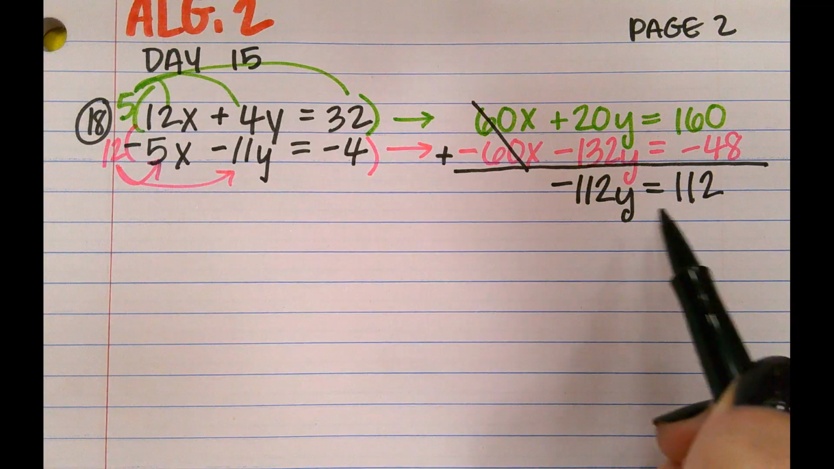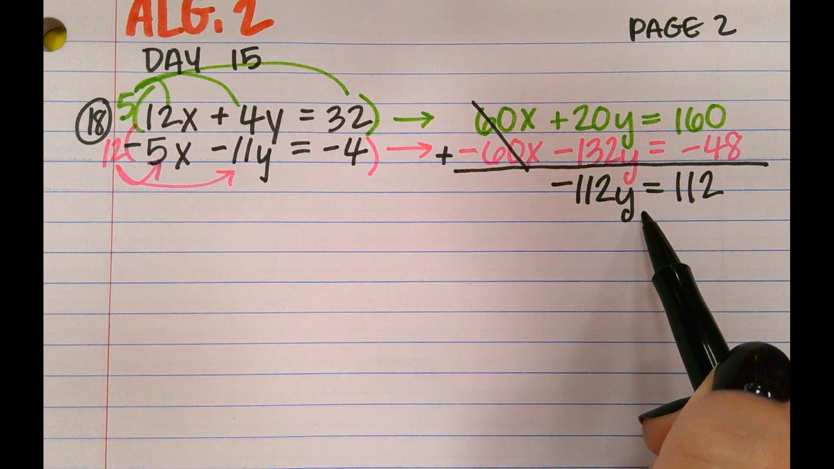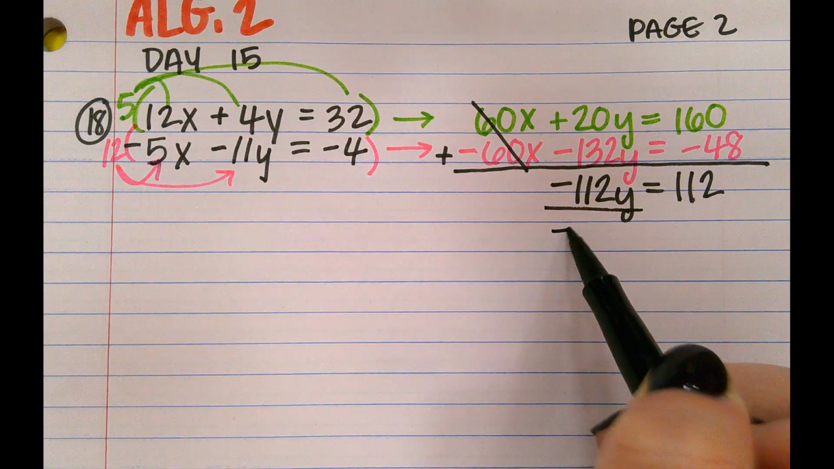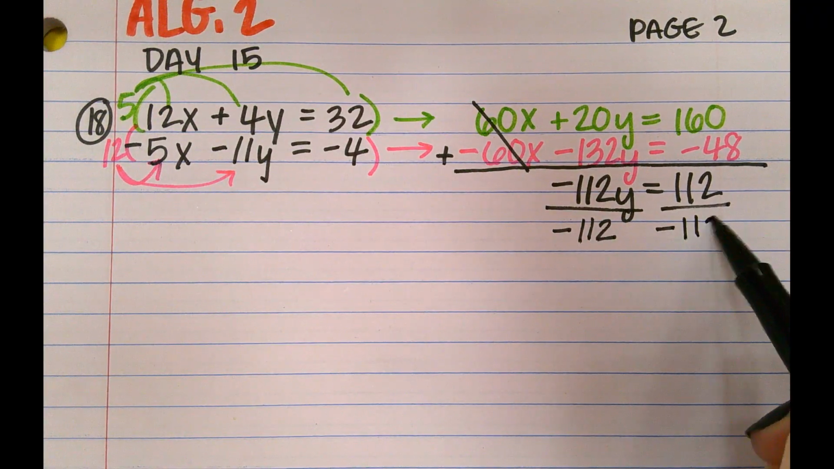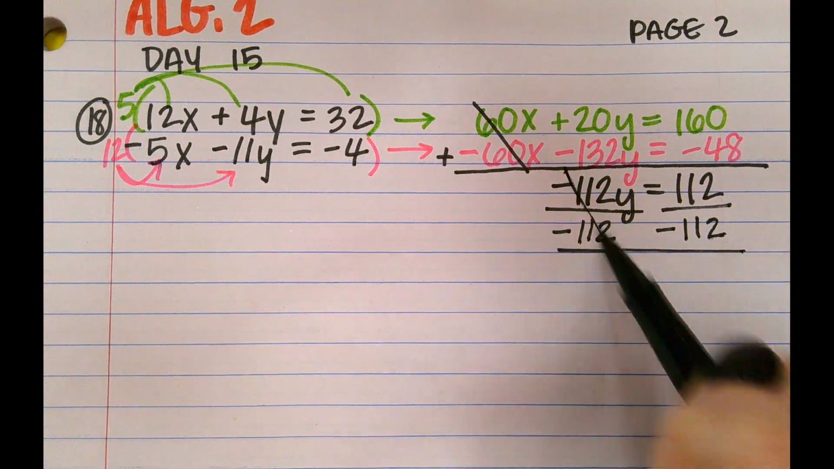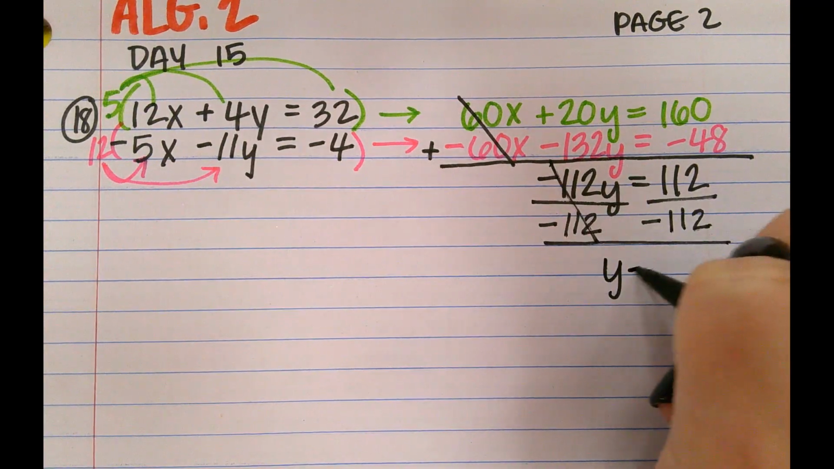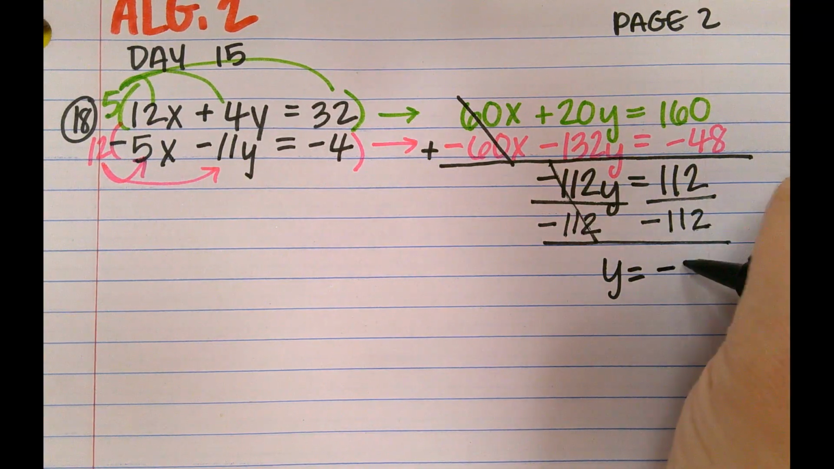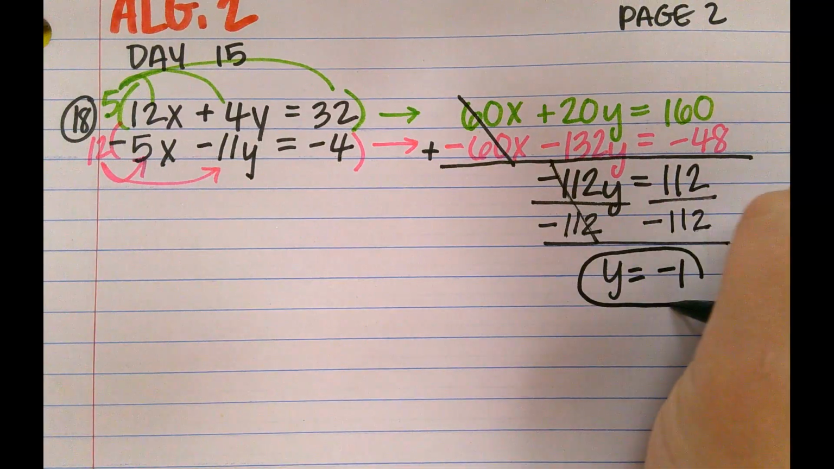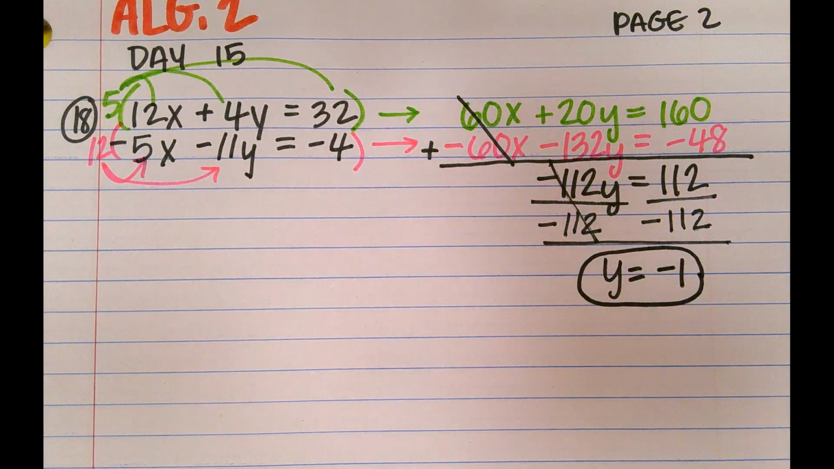Last step for y anyway. What should I do? We're going to divide. Yes. Divide by negative 112. And we should get y equals, let's see, negative 1. Good. Okay, so I've got y equals negative 1. Good, good.